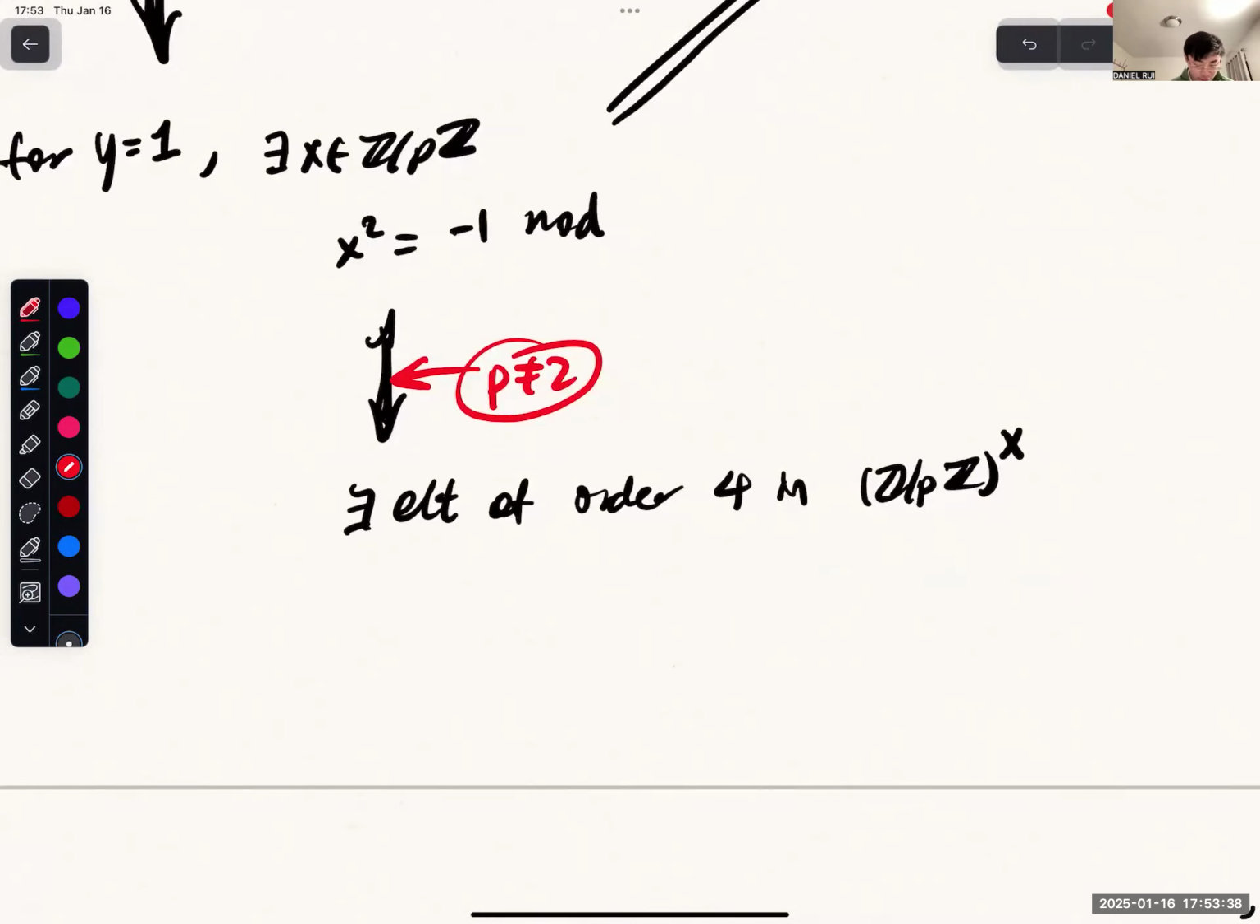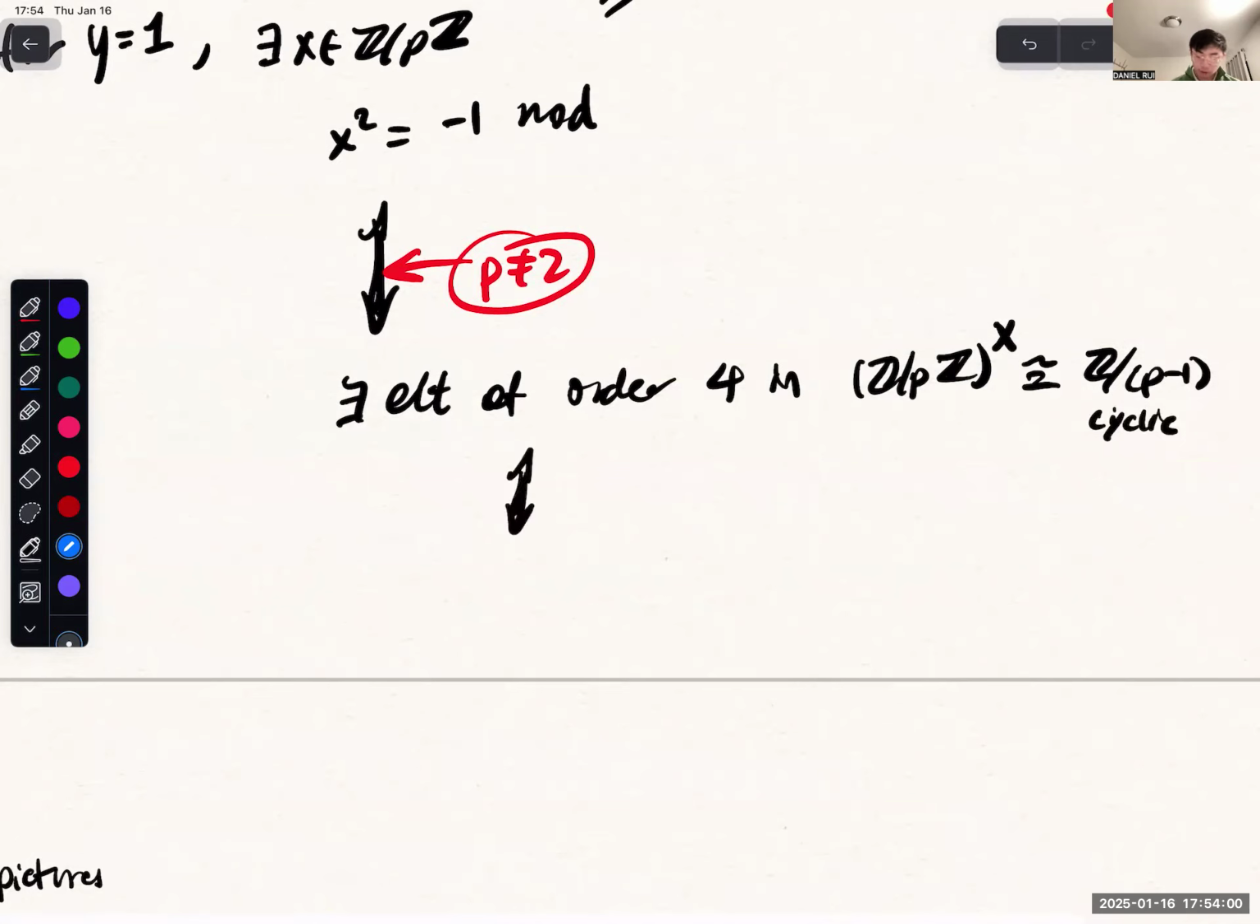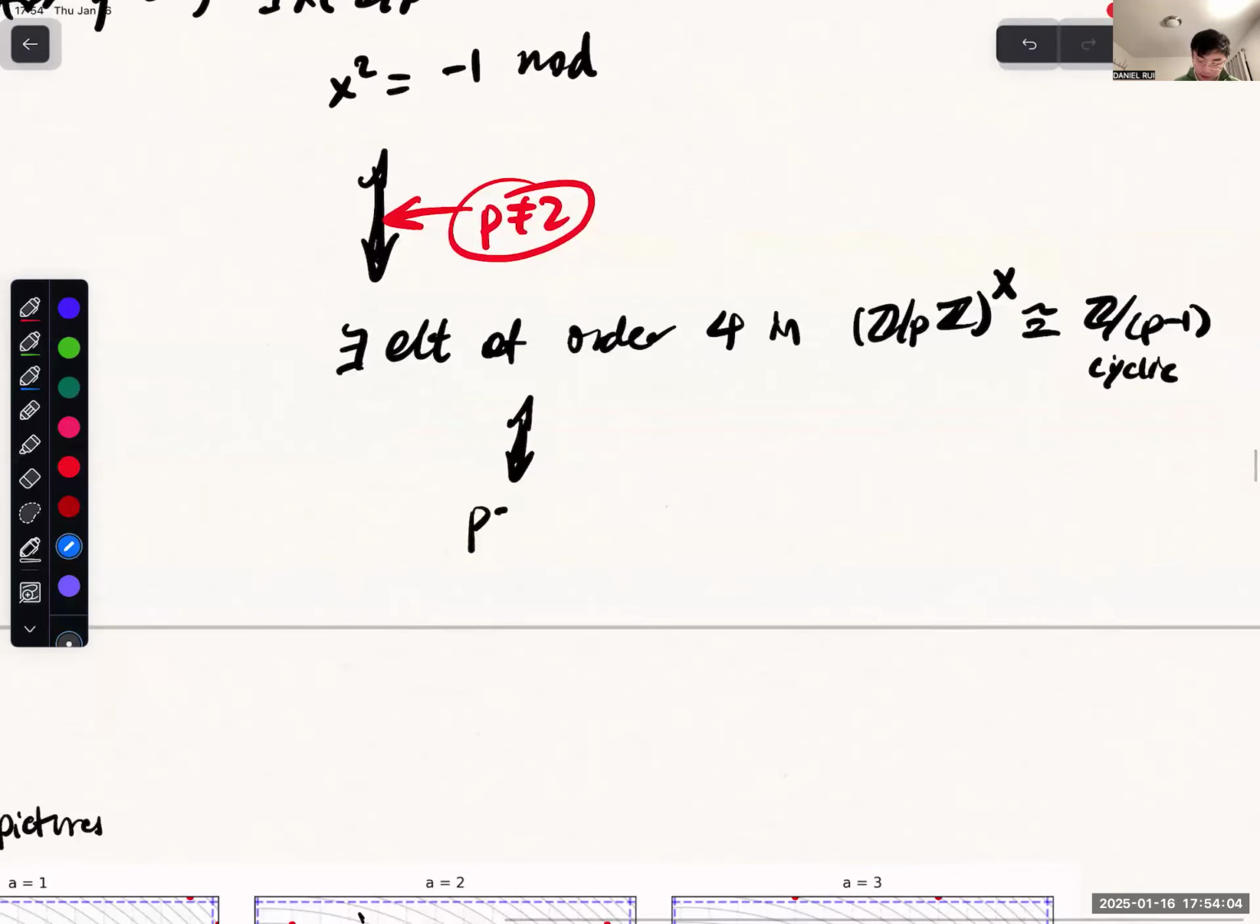So if P is not equal to 2, then -1 is actually different from 1. And so x squared equals -1 means there is an element of order 4. In other words, x is of order 4. But this, recall, is isomorphic to Z mod (P minus 1), which is a cyclic group. And we know exactly what elements of order 4 are in cyclic groups. This is if and only if P is equal to 4k plus 1.